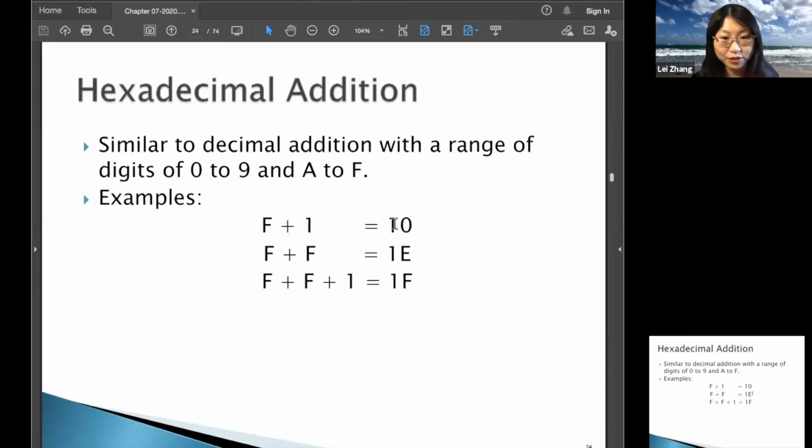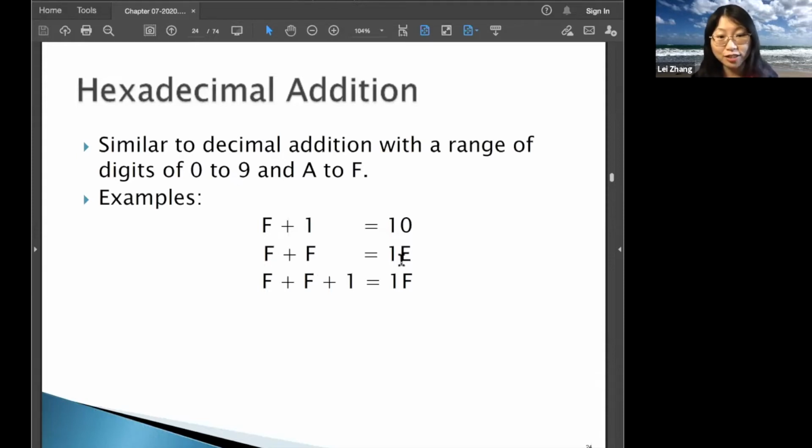So it becomes 10. This is not 10 in decimal. 10 in hexadecimal is 16. So these are 2-digit hexadecimal values. F plus F: you convert F into decimal, which is 15, so 15 plus 15 is 30. So we have 1E. The 1 here is 16, and E is 14 in hexadecimal, so 16 plus 14 is 30 in decimal.